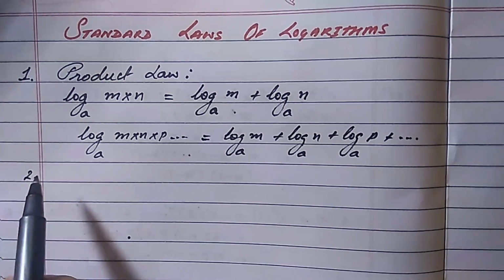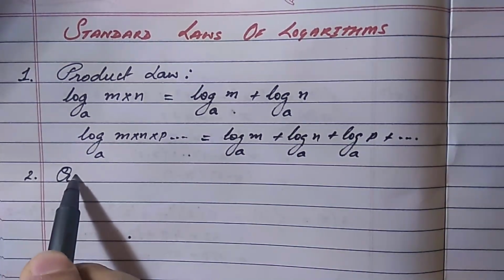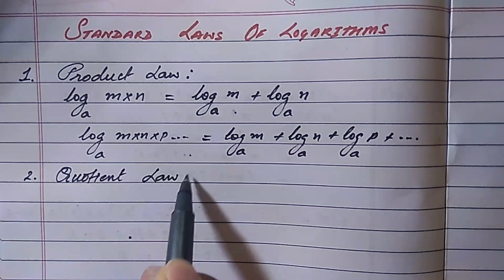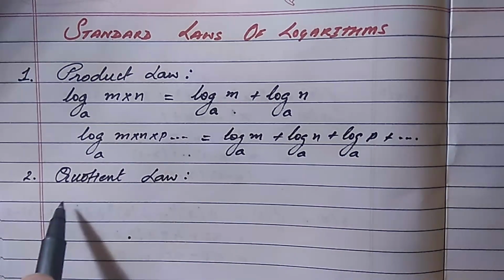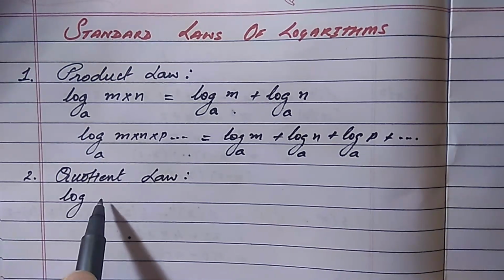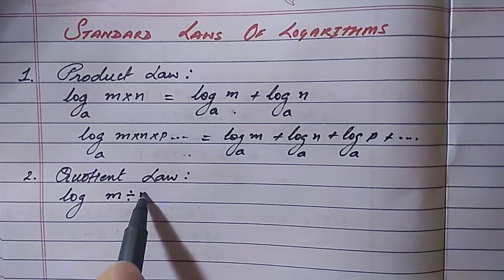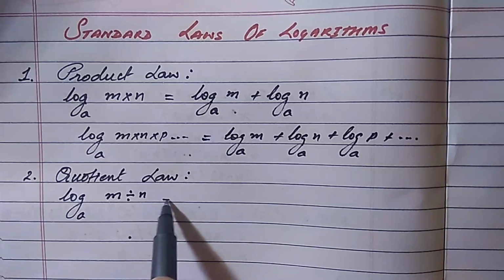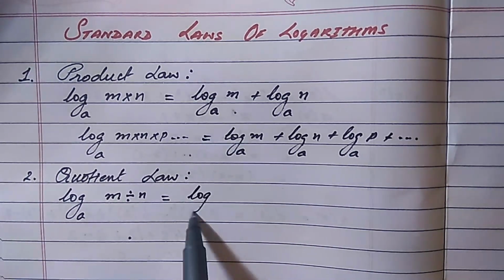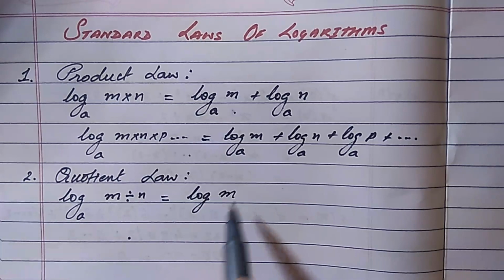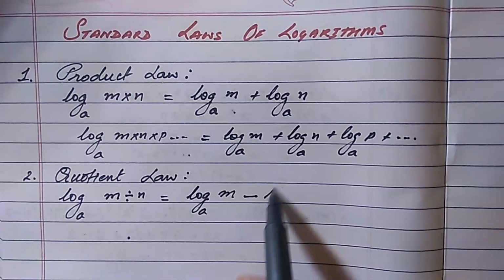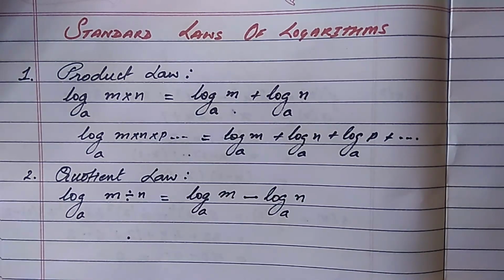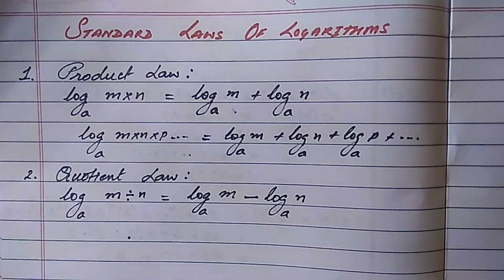Now the next one is called the quotient law. What is the quotient law? If you have log of m divided by n with base a, then we can write this as log of m with base a minus log of n with base a.